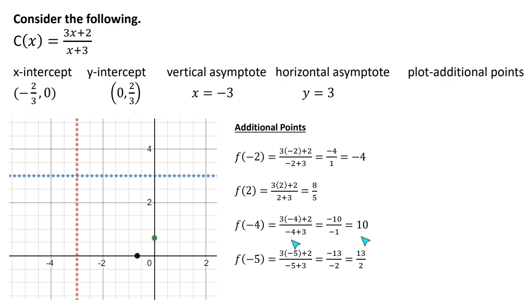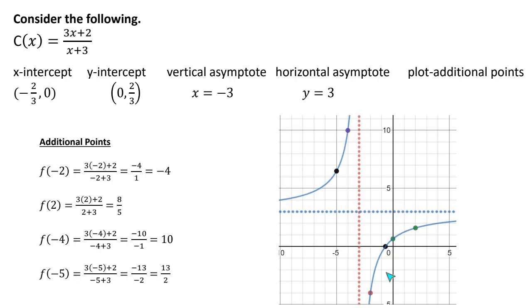Then on the left side, if we plug in negative 4, 3 times negative 4 is negative 12, plus 2 is negative 10. And negative 4 plus 3 is negative 1. If we divide, we get positive 10. And the same for negative 5. 3 times negative 5 is negative 15, plus 2 is negative 13. Negative 5 plus 3 is negative 2. Dividing negative by negative becomes positive.